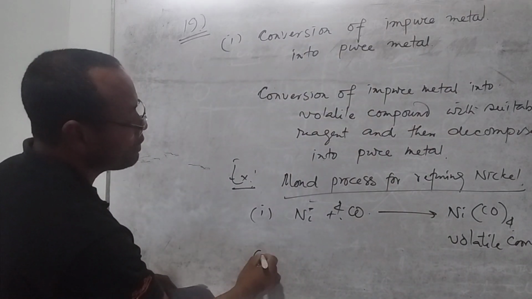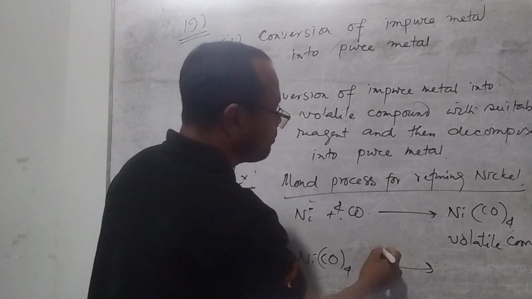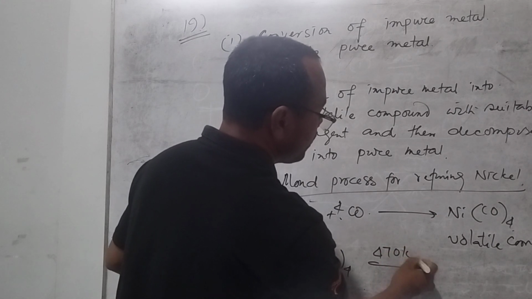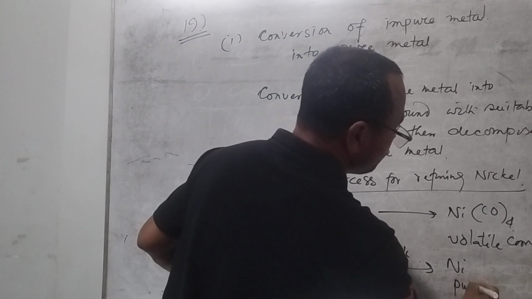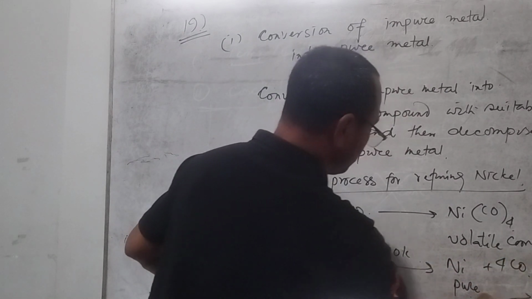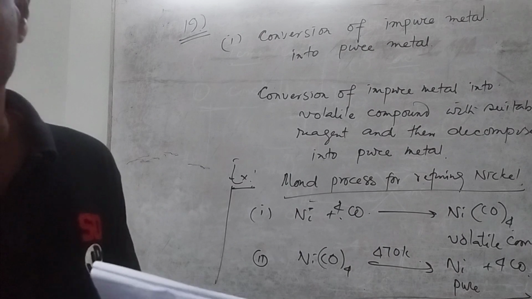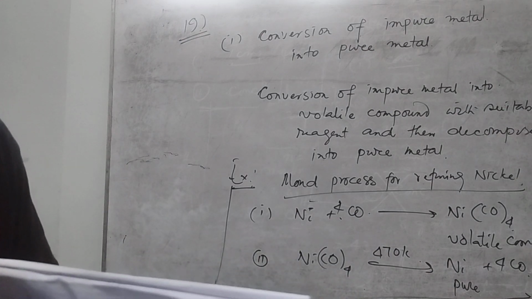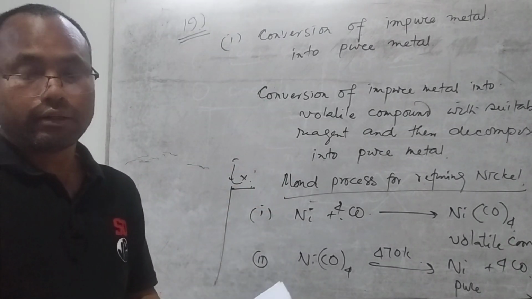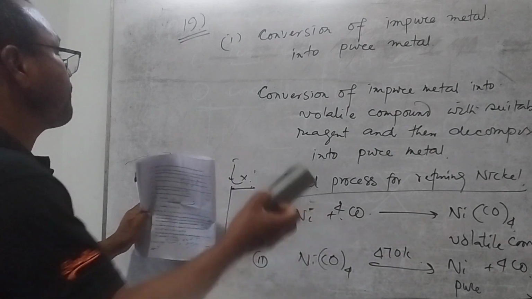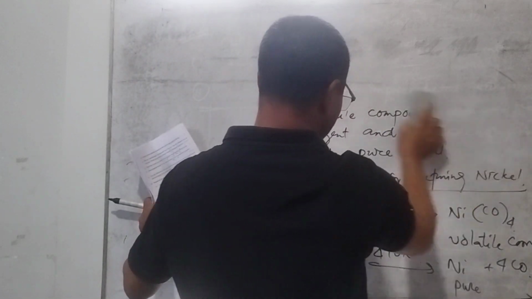In the second step, the nickel carbonyl is heated at a high temperature, 470 Kelvin. This volatile compound is converted into nickel, which is the pure one, and carbon monoxide. So this is an example. You can write this example, or you can write another example, the Van Arkel method for refining zirconium or titanium. This example is very easy, and I hope you can write it in your examination. This question is also part of your knowledge.